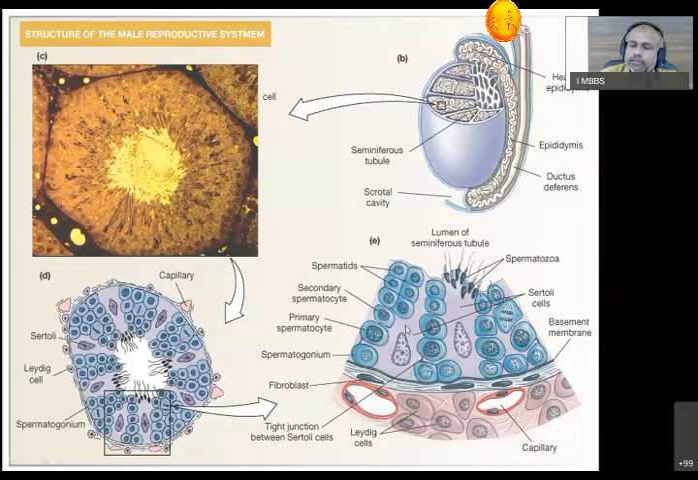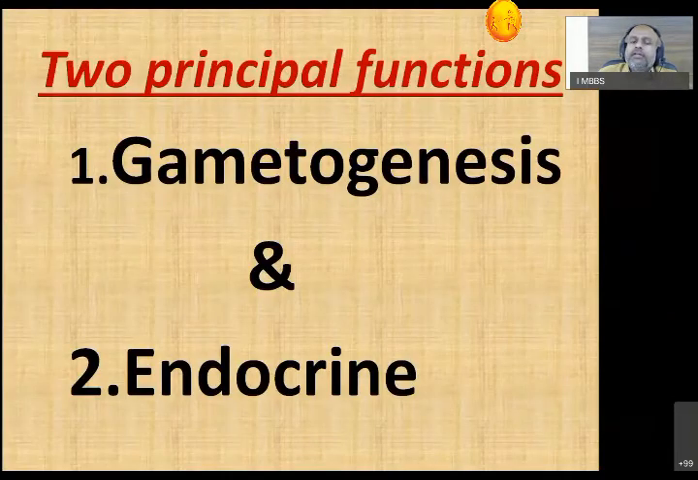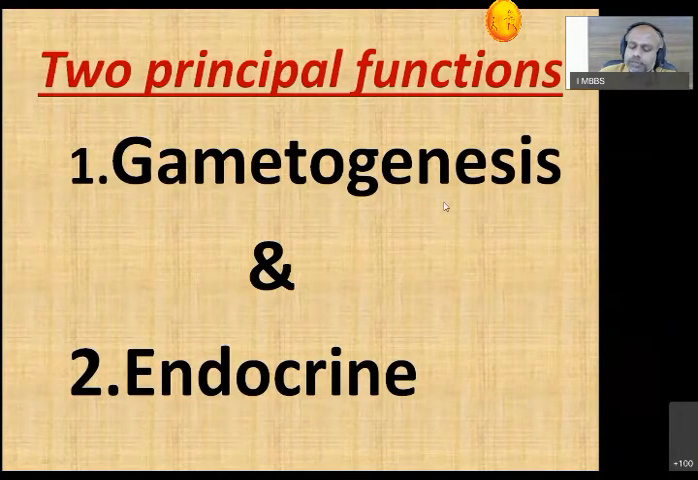During intrauterine life, it also secretes Mullerian inhibiting substance. The functions of the testis are, one, the secretion of the male sex hormone, that is testosterone, and two, gametogenesis, the formation of male gametes, that is sperms.